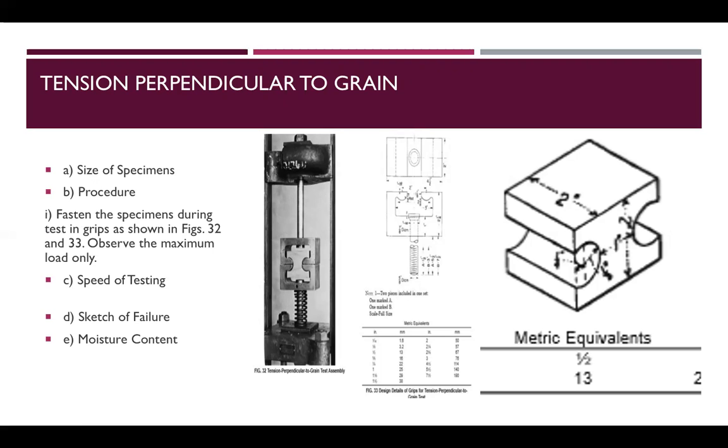So the procedure: fasten the specimen during the test in grips as shown in figures 32 and 33 here. Observe the maximum load only. For the speed of testing, the load should be applied continuously throughout the test at the rate of motion of the movable crosshead of 0.10 inches or 2.5 millimeter per minute. The sketch of failure shall be sketched on the data sheet.